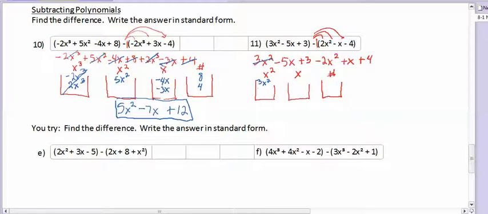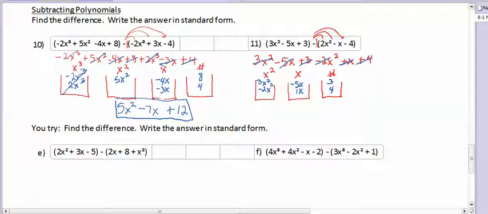I used it, I'm going to cross it off. Another x to the second, negative 2x to the second. Cross that off. I have a negative 5x. Cross that off. And I just have a positive x. We'll put a 1 here so we don't forget it's a 1. And now I used all my x's. Now I've got a number. I've got a 3 here. And then I have a 4 here. Okay, so I've crossed all my numbers off, my monomials, my terms.